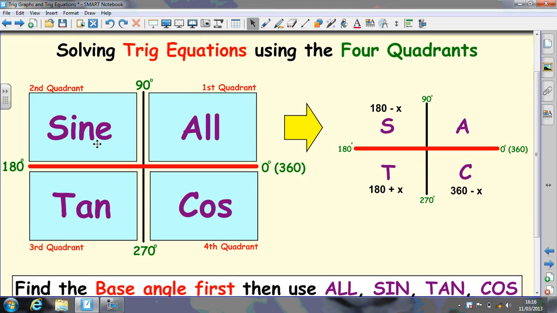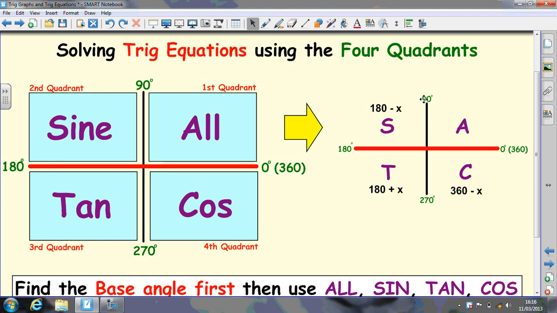We simplify this down to all sine, tan, cos, all meaning all the graphs are positive between 0 and 90. Sine meaning only the sine is positive and the other two are negative between 90 and 180. The tan meaning that only the tan graph is positive, sine, cos are negative here. And cos meaning only the cosine wave is positive between 270 and 360, the rest are negative. And we shorten this again to ASTC, all sine, tan, cos, kind of going in an anti-clockwise manner.